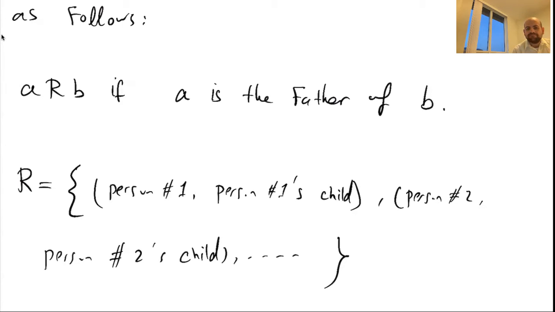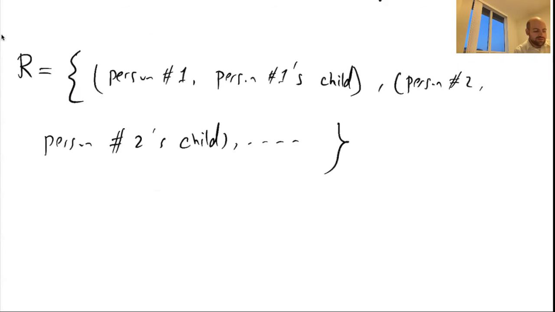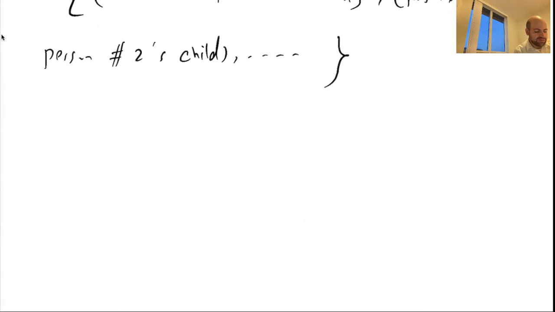And if a person has more than one kid, that person could appear in more than one pair. Let's say one person has one son and one daughter. One time he appears as the first coordinate and the second coordinate is his son, and in the second pair, again, he appears as the first coordinate and the second coordinate is his daughter, and so on. So this is one relation.